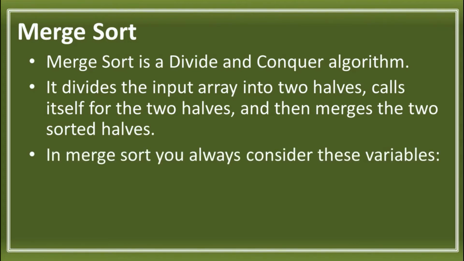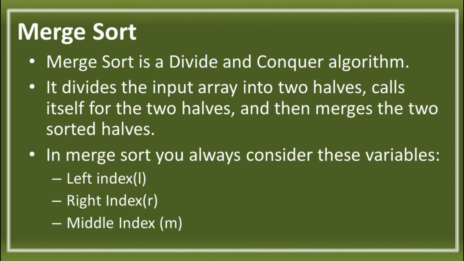In merge sort, you always consider these variables: the left index, which is mamaya gagamitin natin as the L, the right index, and the middle index. Okay, so paano nga ba gumagana ang merge sort? For example, meron tayong array na to. Sabi kanina, kailangan natin yung left and right index. So this is the left index and this is the right index. Don't forget guys, when we are talking about index, it always starts with 0. So 0, 1, 2, 3, and so on.